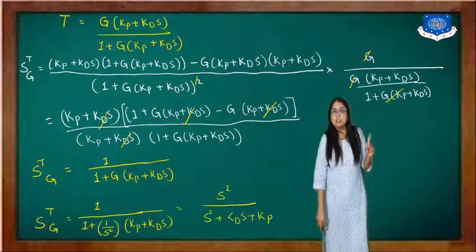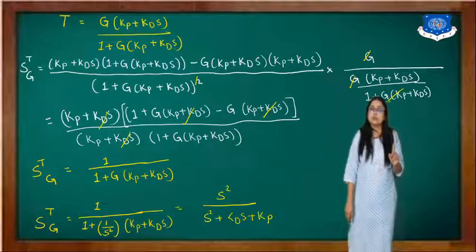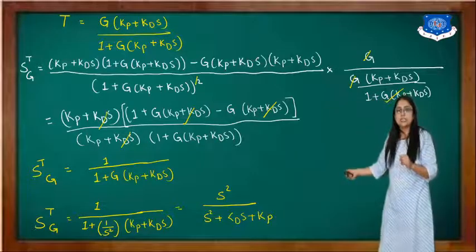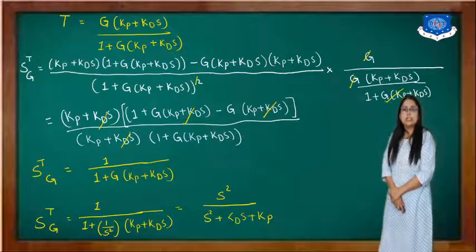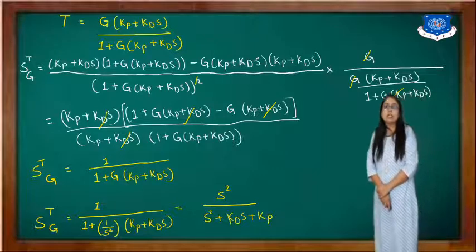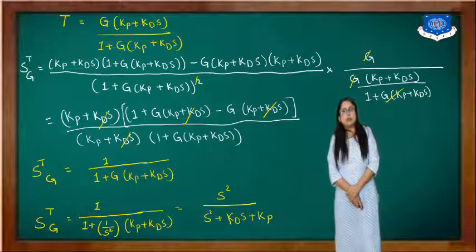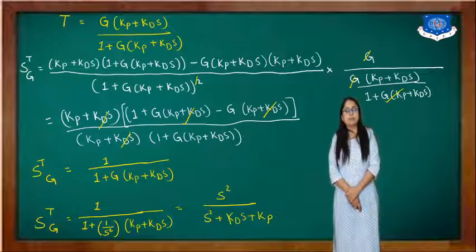But what is the value of G? It is 1 upon S square. So 1 upon 1 plus 1 upon S square times Kp plus Kds. So you just take the LCM. So S square upon S square plus Kds plus Kp.